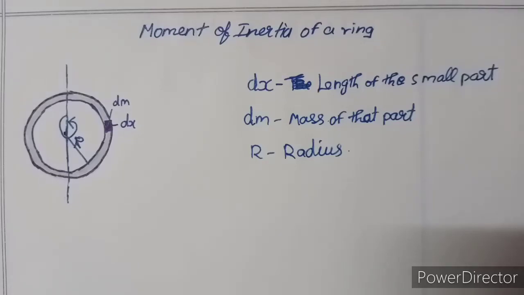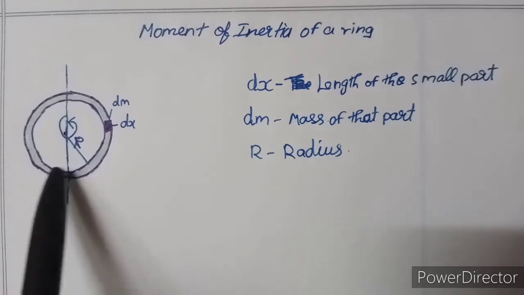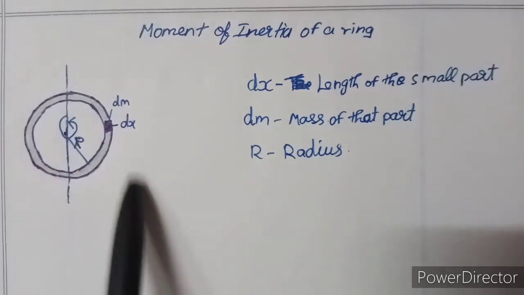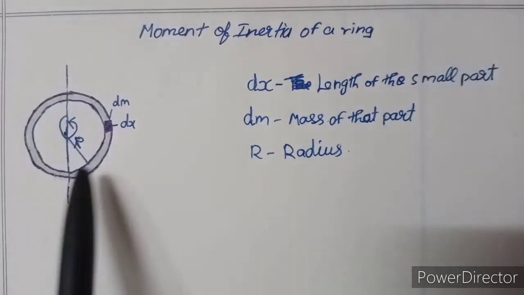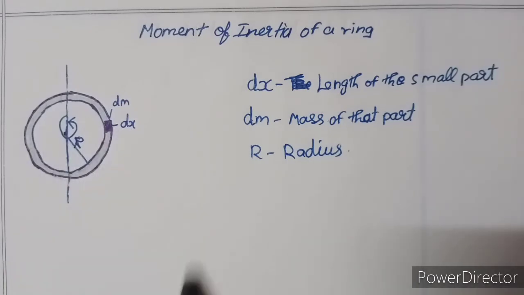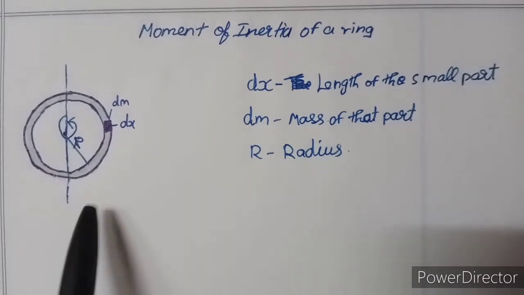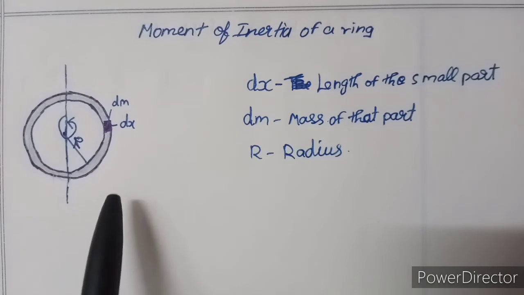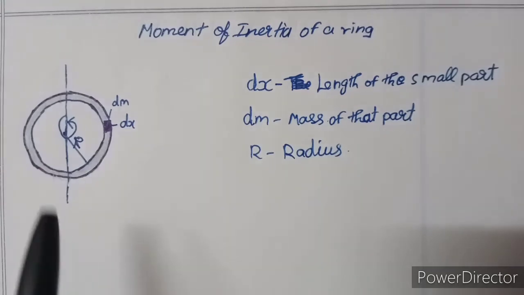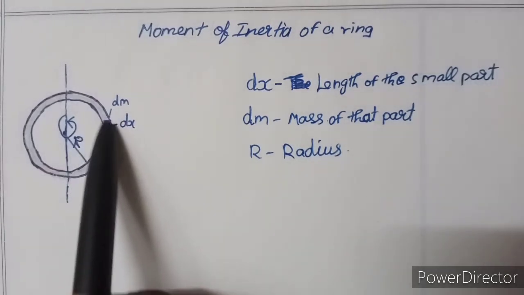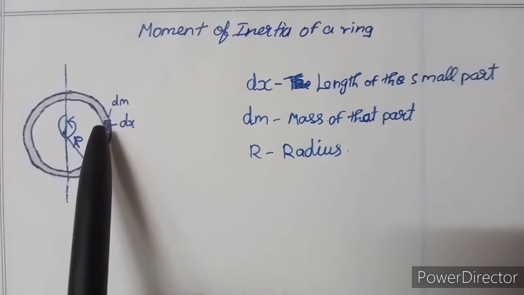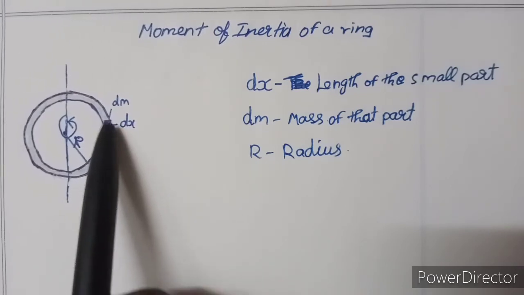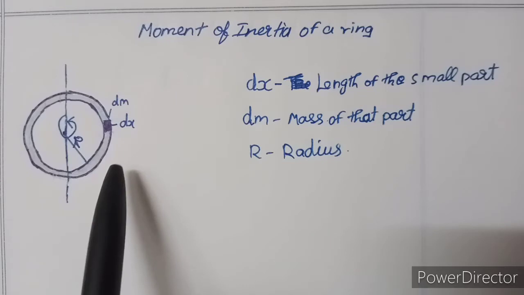Hello friends, I am going to derive the formula of moment of inertia of a ring. This is the ring, and this is the axis of the ring, which is perpendicular to its plane. For finding this moment of inertia, we need to take a small part of the circumference of the ring, so that when we find this inertia, we can find the whole inertia for the whole ring.